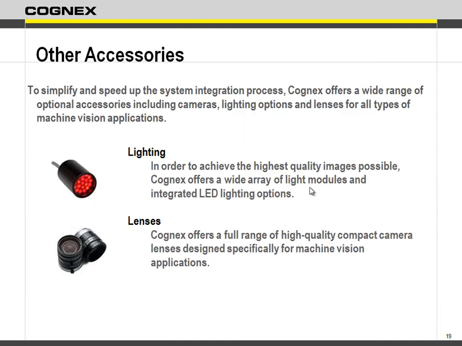Excellent. Now there are other accessories. Lighting. What we do is we offer lighting. We don't make our own lighting. We're a machine vision company. We don't get into the lighting. So what we do is we try to offer world-class vendors for lighting. This would be things like CCS America, Advanced Illumination, or Smart Vision.